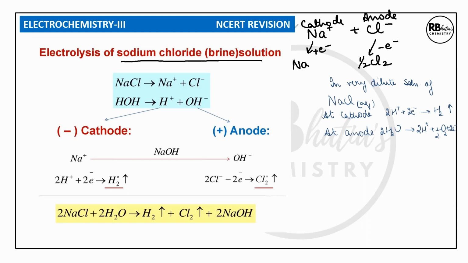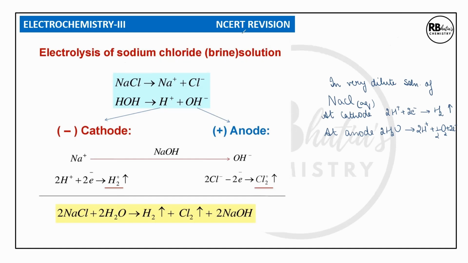No competition, no confusion. But if we are talking about aqueous solution, aqueous means we have sodium chloride ionizing to give these ions, and then we have water, a lot of H2O, and very few ions of H plus and OH negative ions, because water is a weak electrolyte.